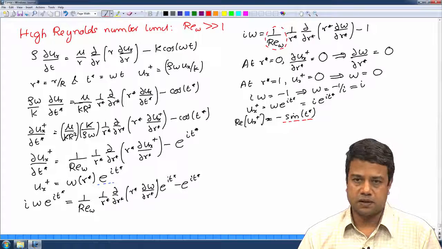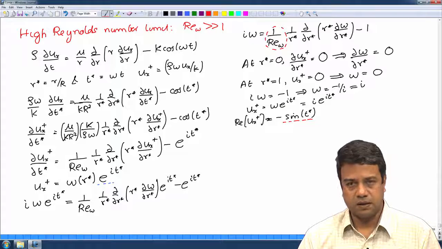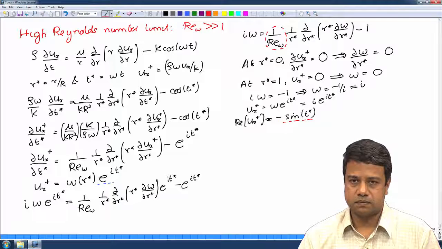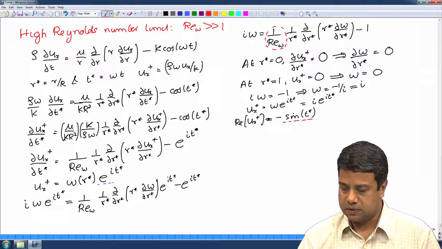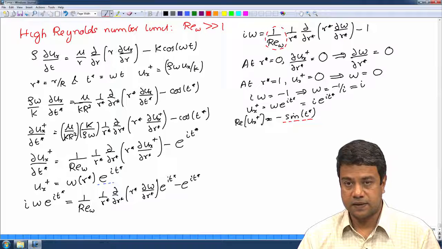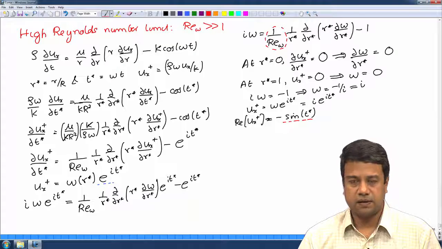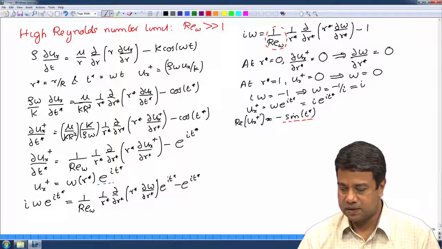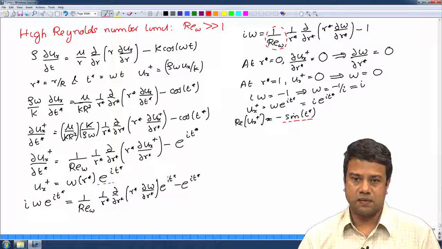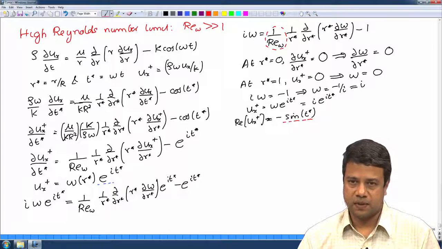The second boundary condition, at r is equal to 1, w has to be equal to 0. Does this equation satisfy that boundary condition? We cannot satisfy the boundary condition because we did not have any constants of integration in this equation. Why is that? In the limit of high Reynolds number, when we had neglected the viscous terms, we are not able to satisfy the boundary condition. Think about it.